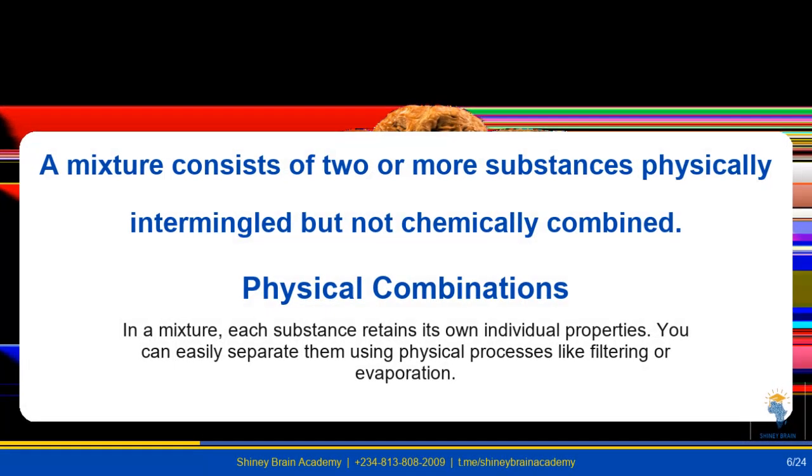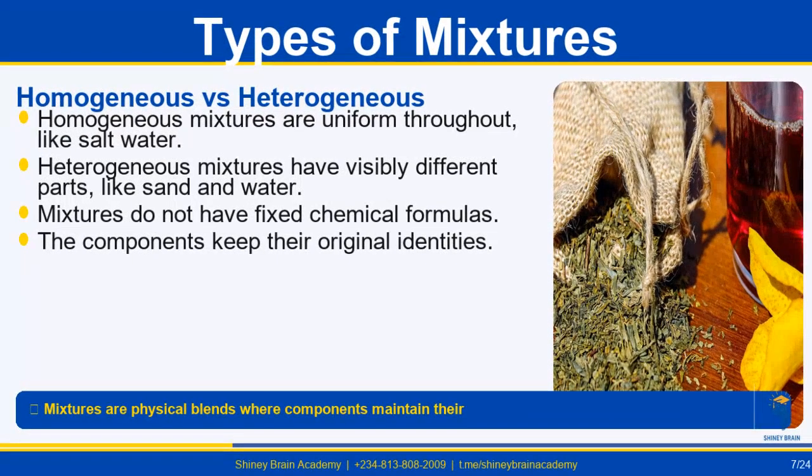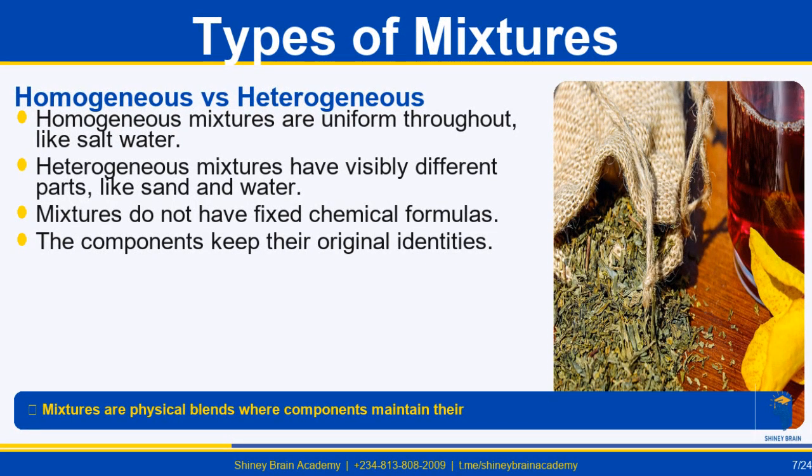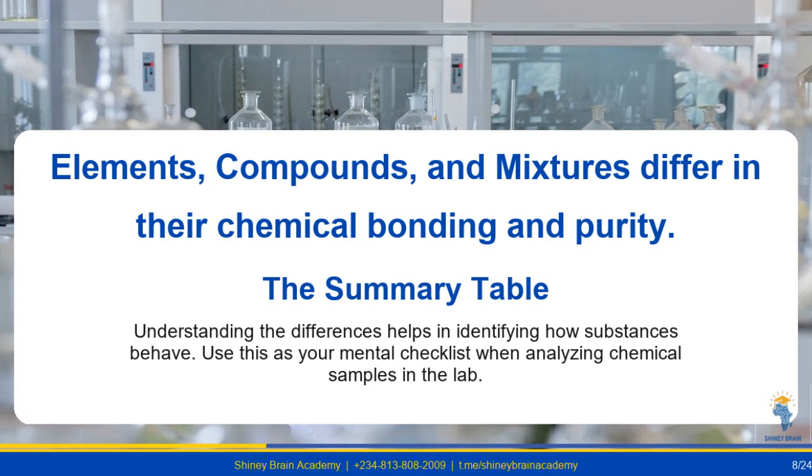A mixture is like a salad. You can pick out the onions if you want to. No chemical reaction happens here, the components just hang out together. If you stir sugar into water, you get a mixture. It looks uniform, but the sugar is still sugar, and the water is still water. Let's compare them. Elements are pure atoms, compounds are chemically locked atoms, and mixtures are physically gathered materials.